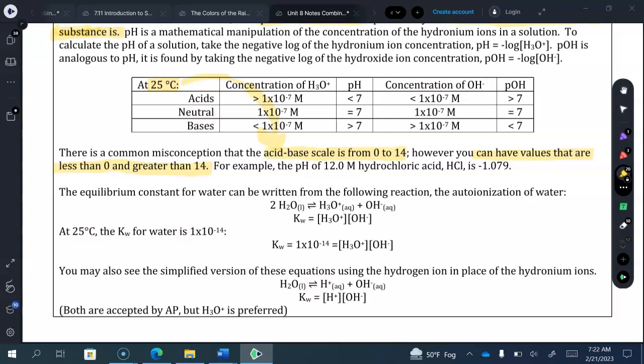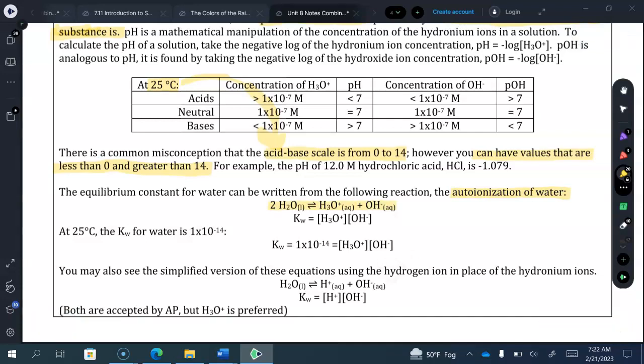The scale of 0 to 14 that you may have heard of in a previous class is generally relevant for strong acids or bases that are monoprotic, so they only produce one hydrogen ion or accept one hydrogen ion, and have a concentration of 1.0 molar or less. That's just because of how the log scale works, because it's a base 10 system. The equilibrium constant for water can be written from the following reaction, the auto-ionization of water, and we'll get back into that in a second.